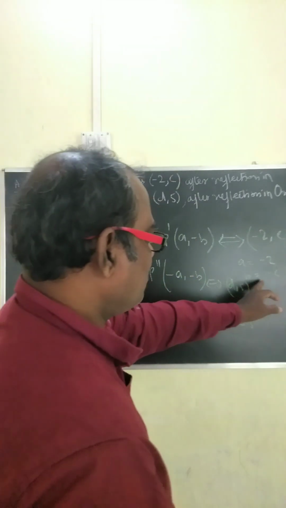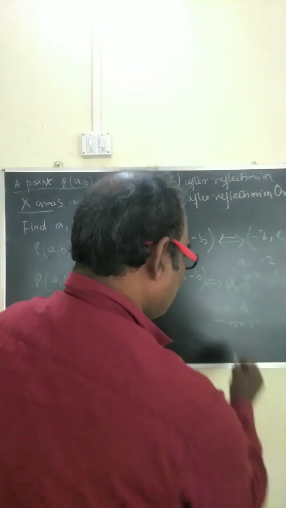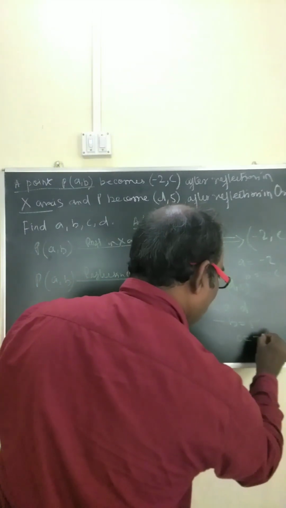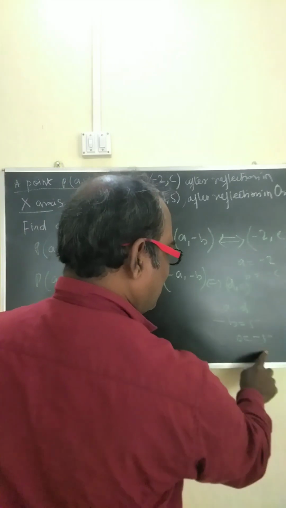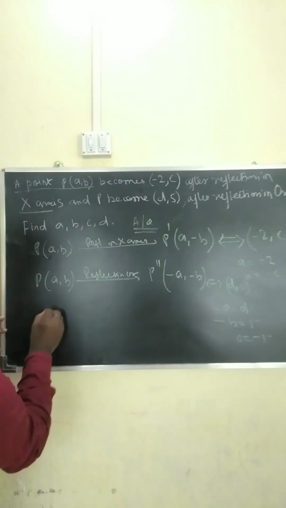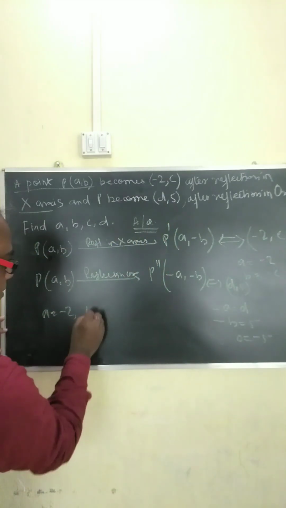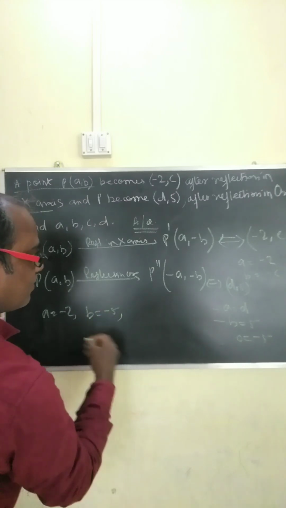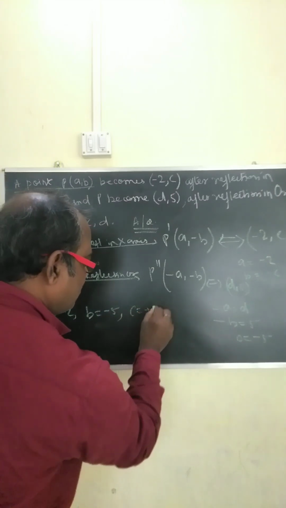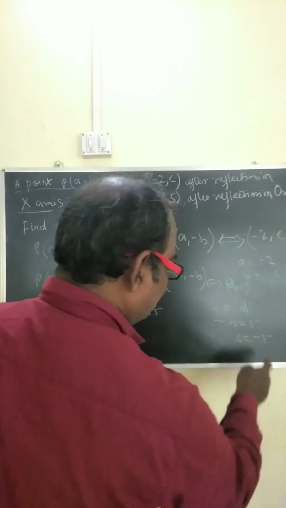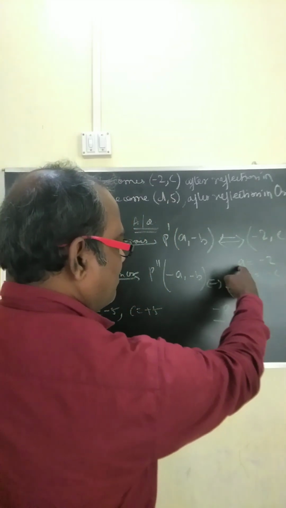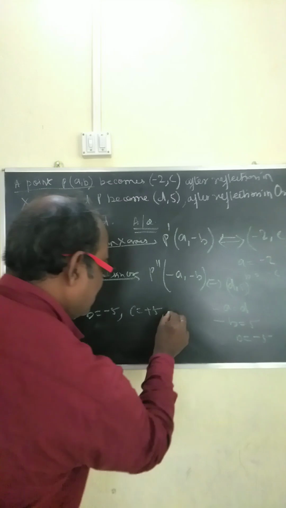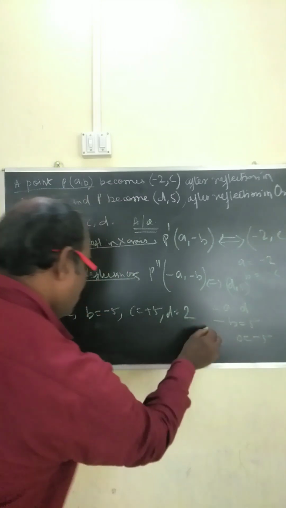But we know that b equals -c. So here b equals -5. See, b equals -5, then c becomes plus 5. That means a equals -2, b equals -5, c equals plus 5, and here d equals -a. But minus of minus 2 is 2. That means here d equals 2.